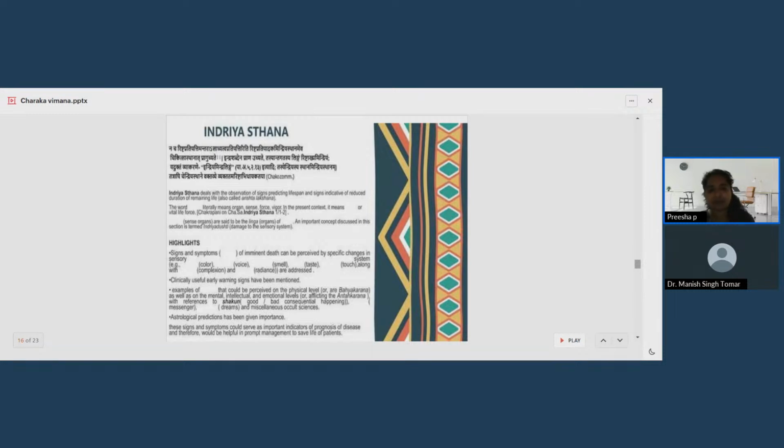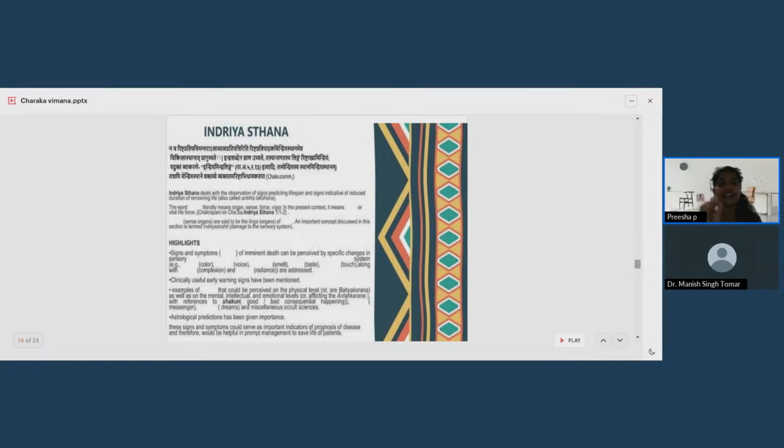Also, the signs and symptoms of imminent death can be perceived with the Pancha Jnanendriya. In the Pancha Jnanendriya, Varna, Rasa, Jnana, Chakshu, these are the important areas where the Arishta Lakshanas can be perceived. Also there are the good and bad omens, the good and bad signs, which are explained there. The Swapna, the interpretation of dreams, is also explained, and astrological predictions are given importance. So Indriya Sthana is all about death and impending death.